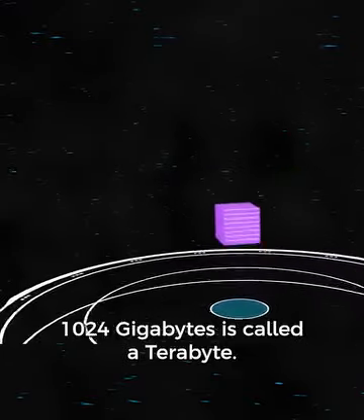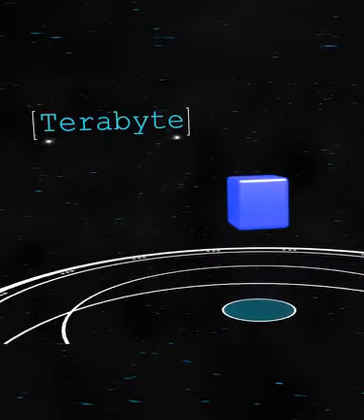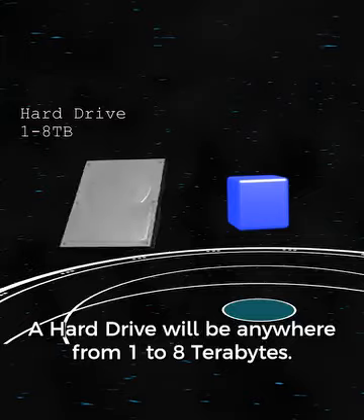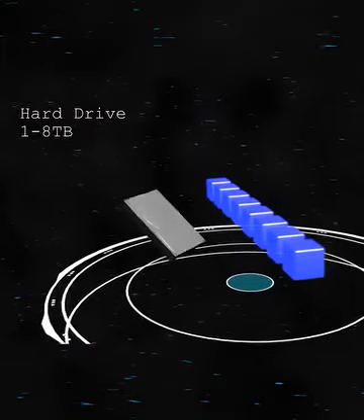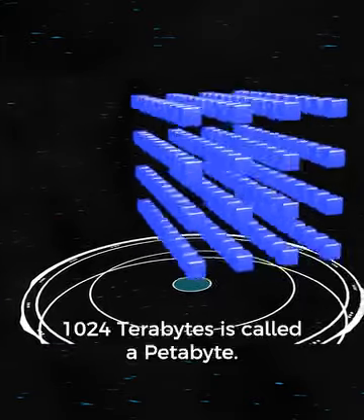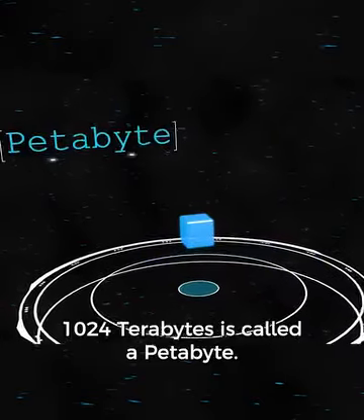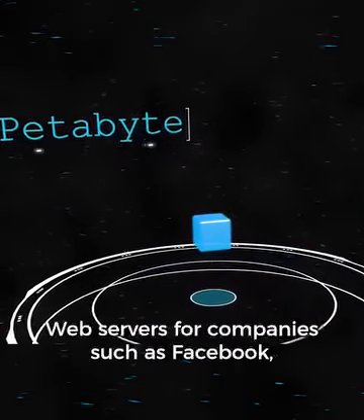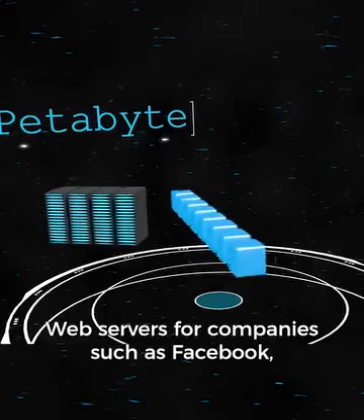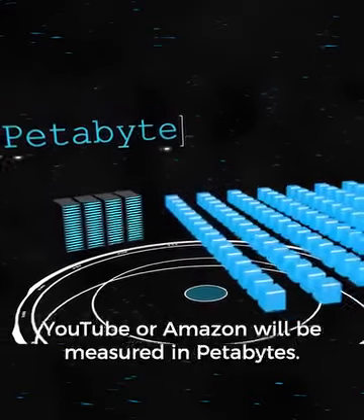1024 gigabytes is called a terabyte. A hard drive will be anywhere from 1 to 8 terabytes. 1024 terabytes is called a petabyte. Web servers for companies such as Facebook, YouTube, or Amazon will be measured in petabytes.